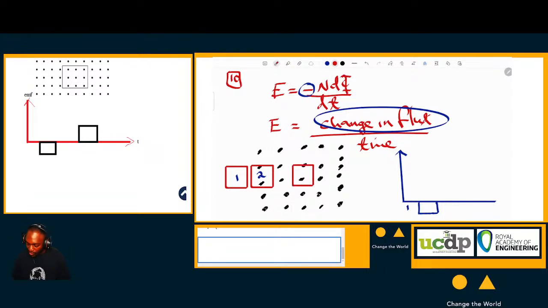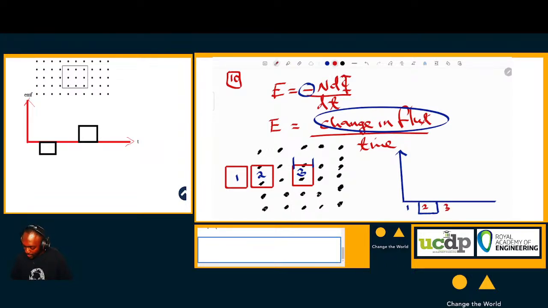Now, when it is completely inside at position 3, the flux at this point and at this point is the same. So the flux there is the same. It's constant. Okay? So when it is moving inside the magnetic field, the flux is constant. That is why at this position, which is position number 3, the EMF induced there is 0.